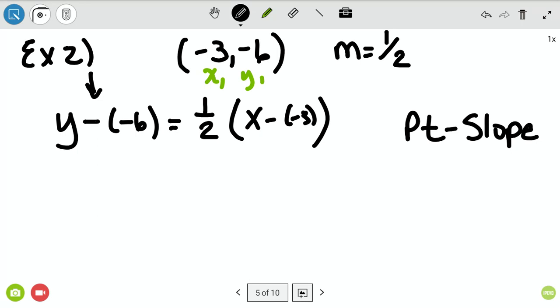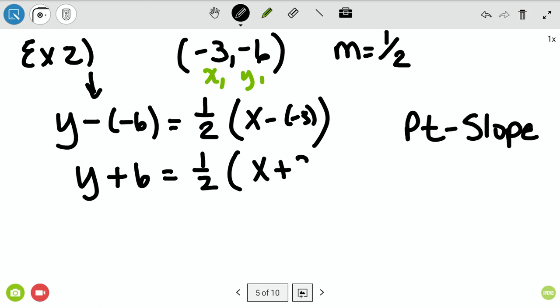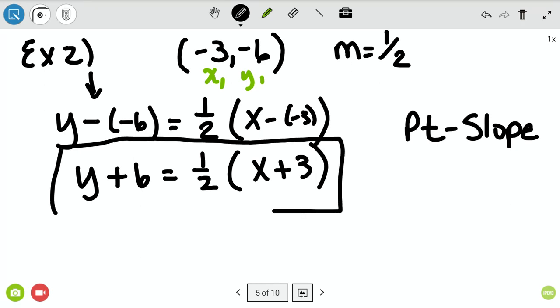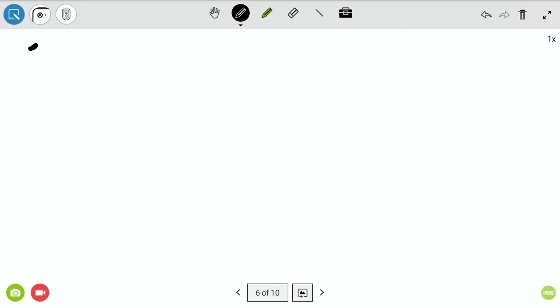Now let's clean this up a little bit because we're in point slope form, but we're in messy point slope form, and we don't like to leave double signs. So y minus a minus is plus: y plus 6 equals 1/2 times x minus a -3, which is x plus 3. And that is your equation in point slope form. That's what you were asked. That's what you did. And there's your answer.